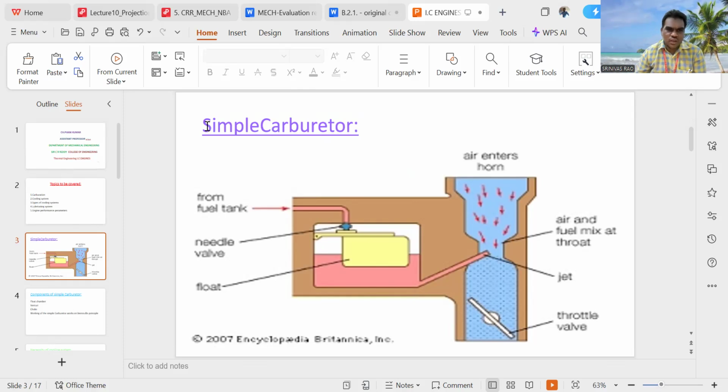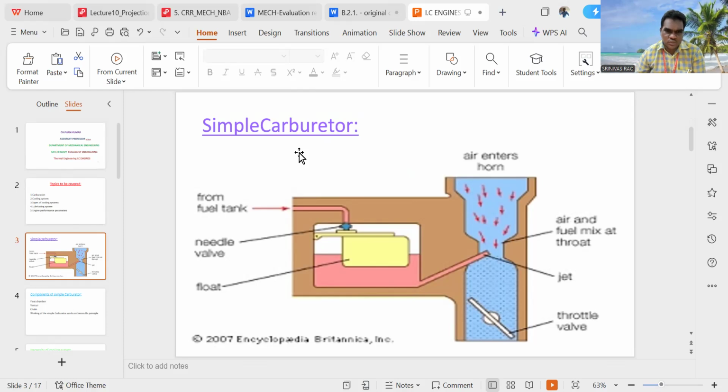Most automobile vehicles are equipped with it. Apart from this simple carburetor, there are a few other carburetors available in the market, like the Zenith carburetor, Solex carburetor, and electronic unit carburetor. Depending on the requirement, we may choose different types of carburetors. This is how a simple carburetor works. I hope you all understood.